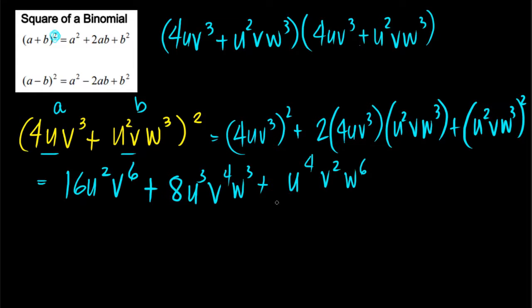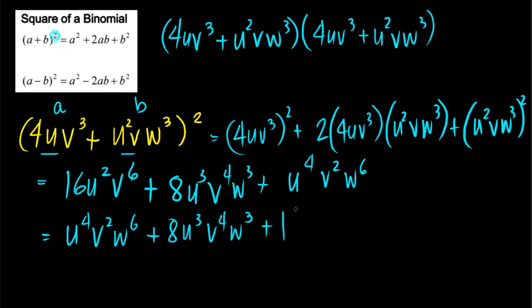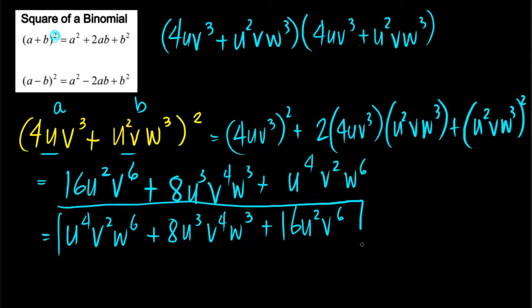Okay, let's check. As I can see, our priority should be u. So the term we put first is the one with the highest exponent for u. U to the 4th v squared w to the 6th plus 8u cube v to the 4th w cube plus 16u squared v to the 6th. This is the final answer.